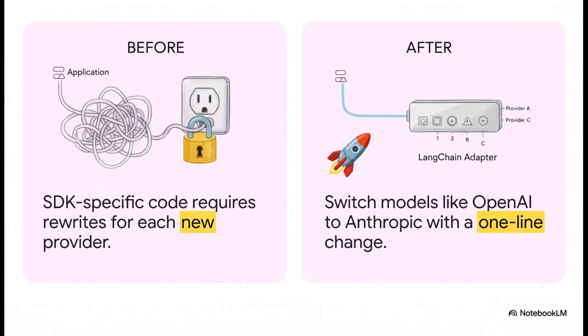And this right here perfectly illustrates one of LangChain's biggest selling points, vendor independence. Look at this. Without it, switching models means rewriting a chunk of your code. With LangChain's abstraction, switching from OpenAI to Anthropic is literally a one-line change. This is a huge deal. It makes your application incredibly flexible and future-proof.